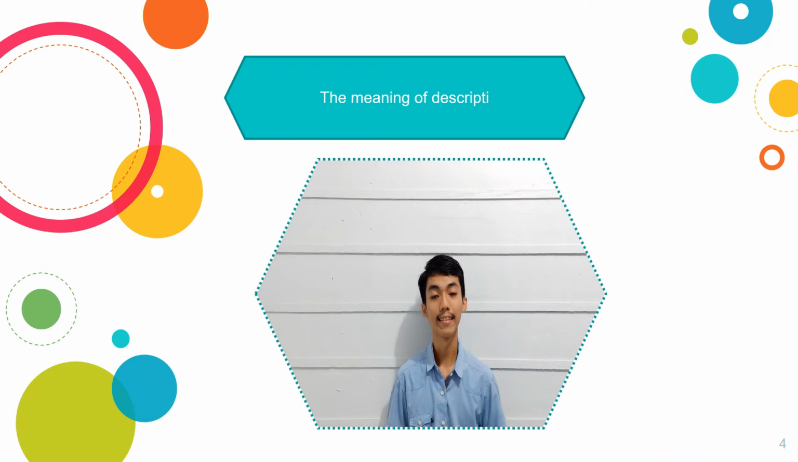Descriptive text is one type of text that clearly describes the properties attached to something, be it people, places, and things. The purpose of this text is to provide clear information about the object described to the reader.